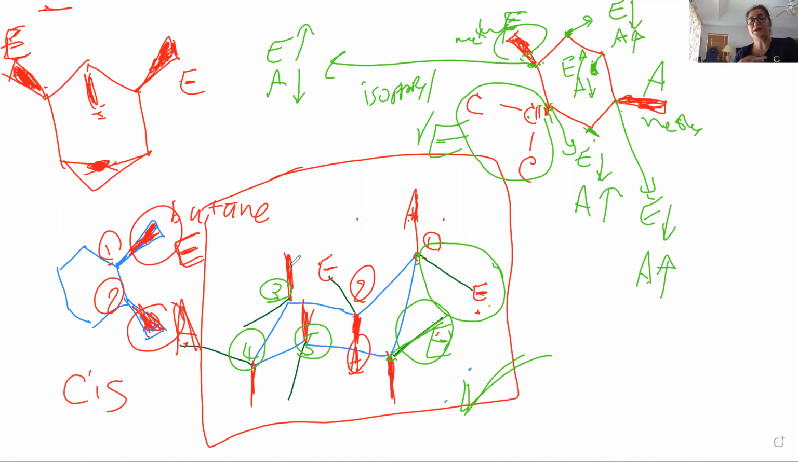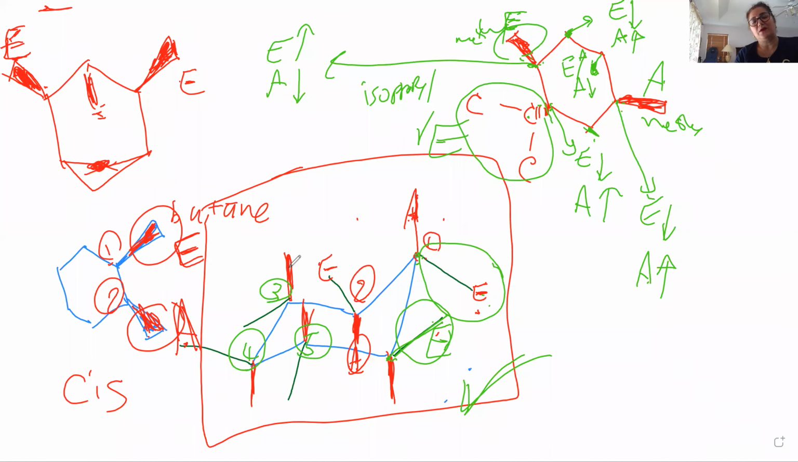When you say 1,2-diaxial, that means that you have carbon 1, if axial is up, carbon 2, axial is down. So when you say 1,2-diaxial, that is going to be trans.